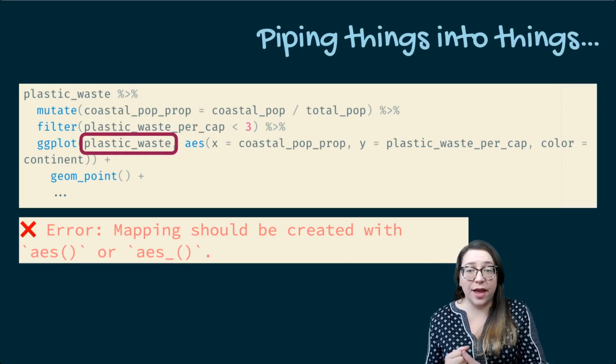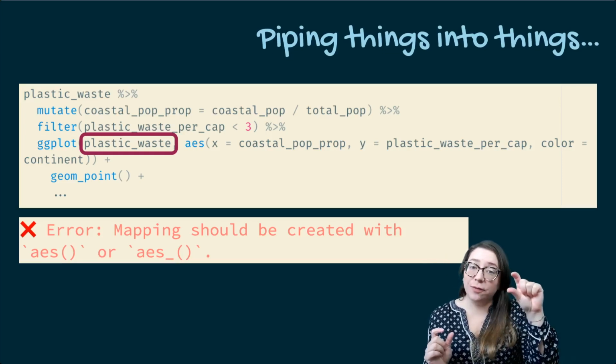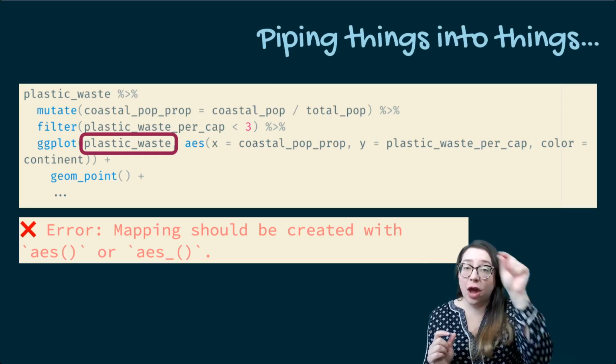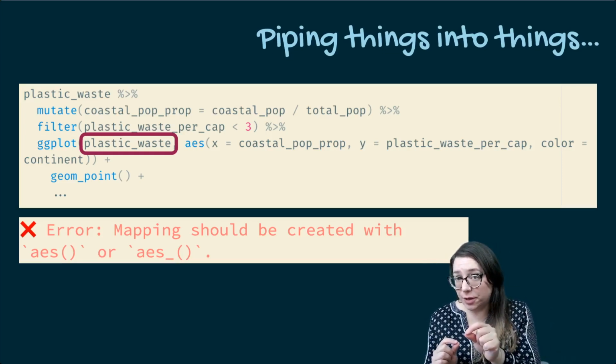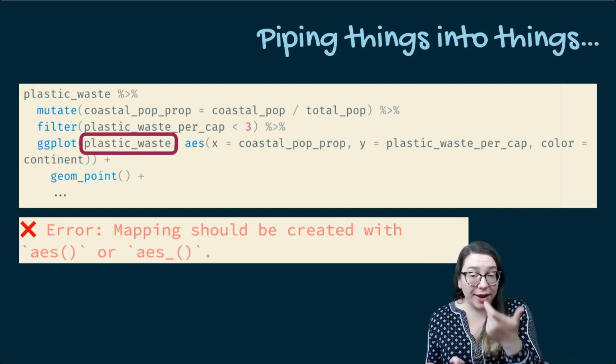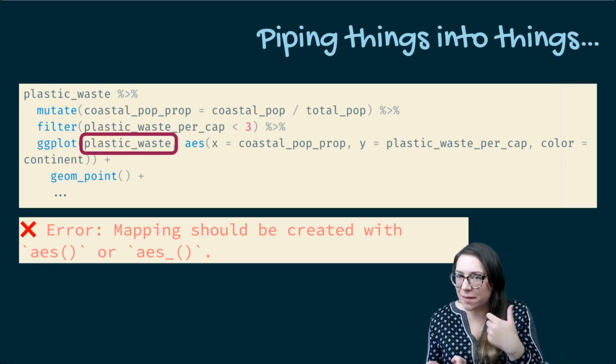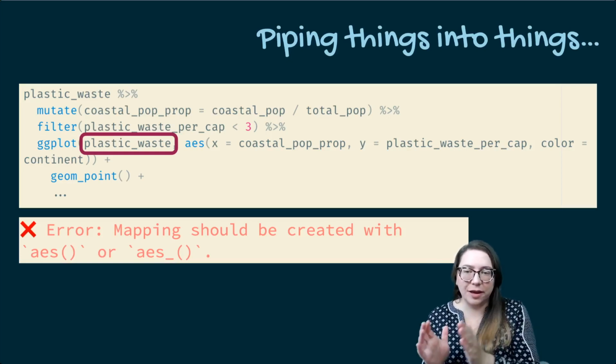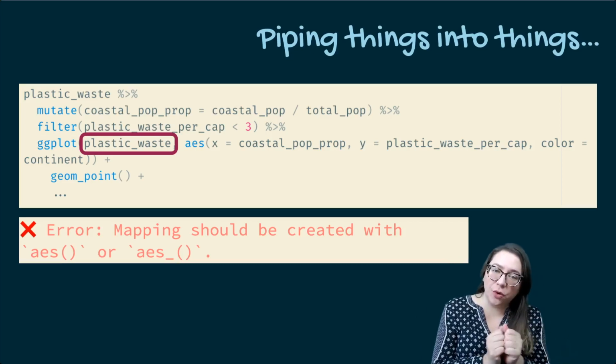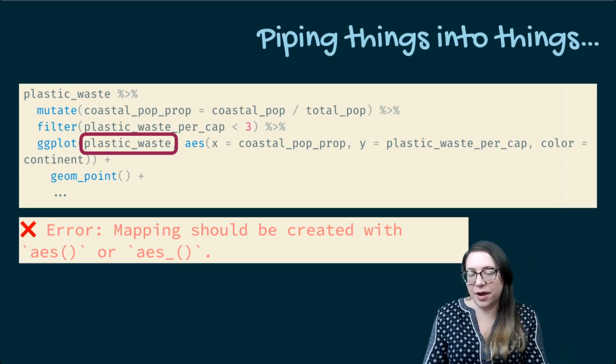The reason for that is that we get the data frame from the first three lines of this code already piped into the ggplot code. So that's already there, the filtered data frame. So now that highlighted plastic waste argument appears to ggplot to be the aesthetic mapping. And it's just saying, no, I am expecting an aesthetic mapping here, but now you've basically shifted your code over and you're running into this issue.